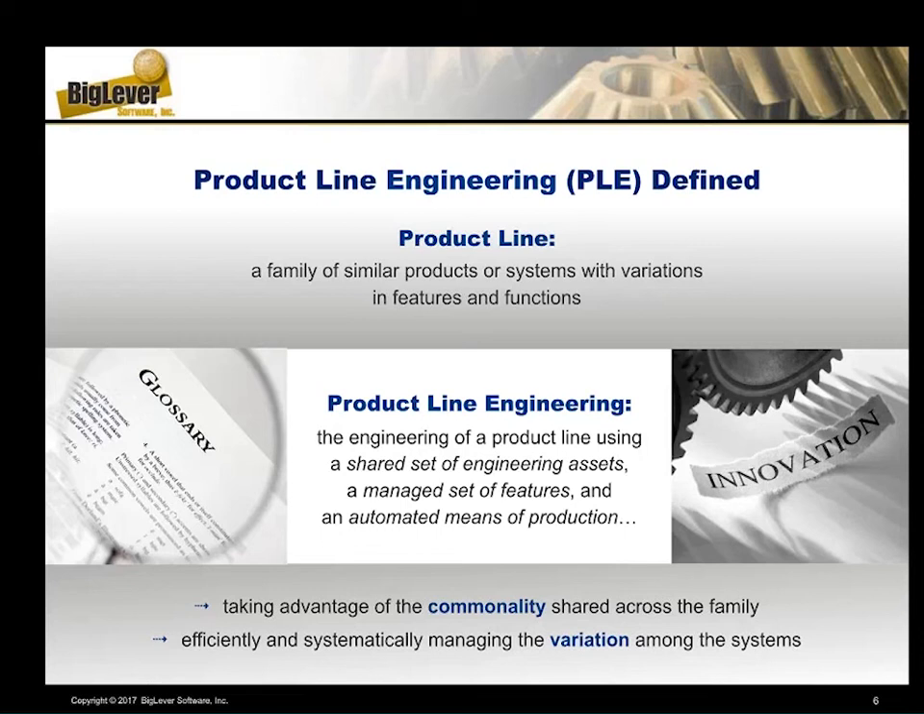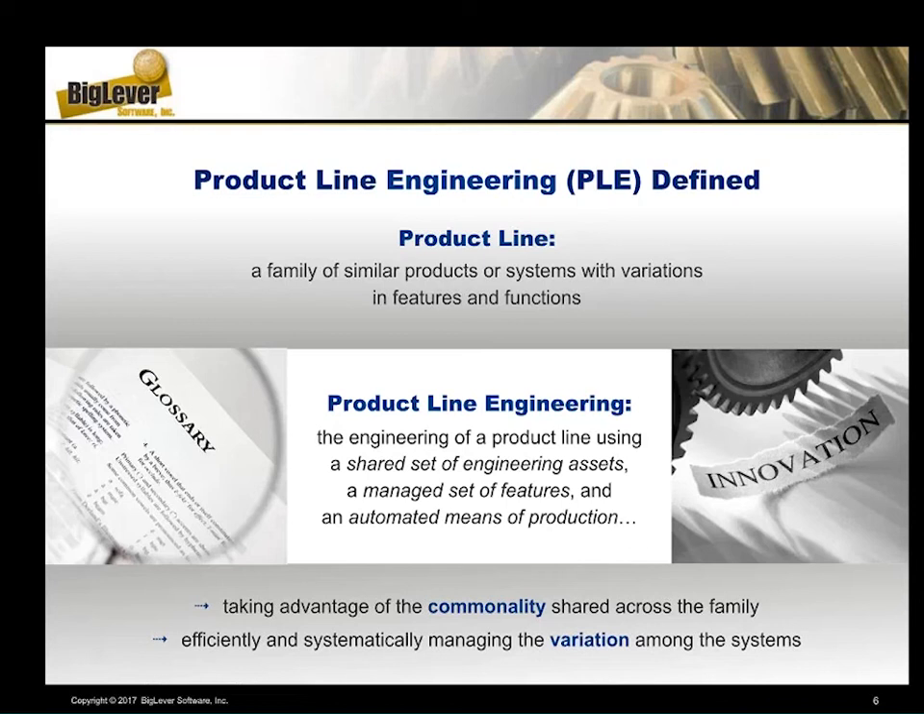The second aspect of PLE, which we employ, is a managed set of features. We are a feature-based approach. A feature is a distinguishing characteristic of a product. It's what sets it apart from other products. Product A might have this feature, product B might not. Or product A might have this flavor of that feature, and product B might have a different flavor of that feature. A feature is an abstraction, and most of the talk today we're going to spend discussing features.